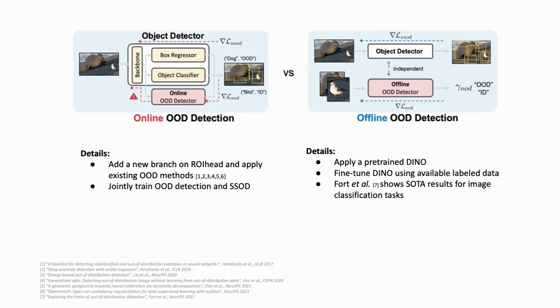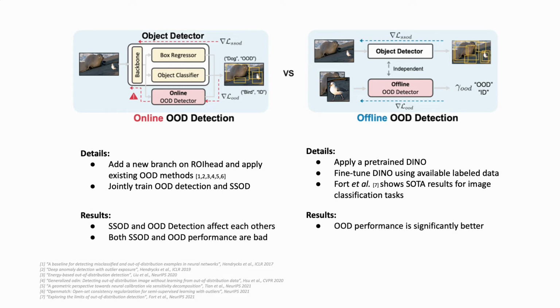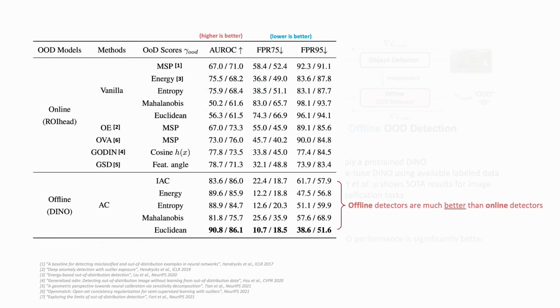Offline OOD detection is to apply a pre-trained DINO and fine-tune it with available labeled data, and it is distinct from the object detector. We find the offline detection is better than the online detection, since online detection bundles two tasks, object detection and OOD detection, on a shared encoder, and this makes these two tasks conflict with each other. We also provide the empirical results on each method, and support that offline OOD detectors are generally better than online OOD detectors.